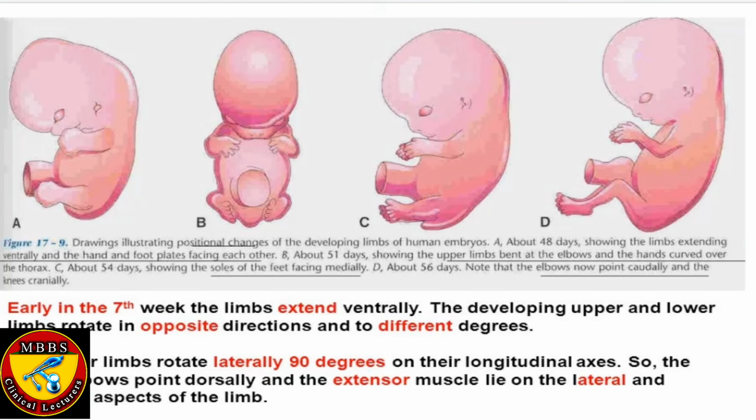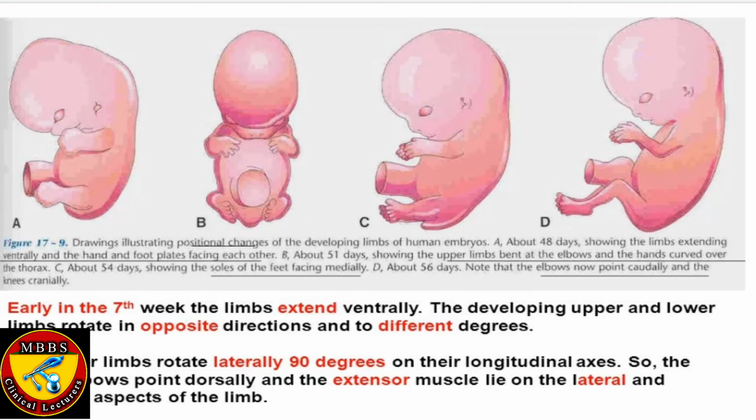The upper limb rotates laterally 90 degrees on the longitudinal axis, so the future elbows point dorsally, and the extensor muscles lie on the lateral and the posterior aspects of the limb. The lower limbs rotate medially through 90 degrees, so the future knees face ventrally and the extensor muscles lie on the anterior aspect of the lower limb.